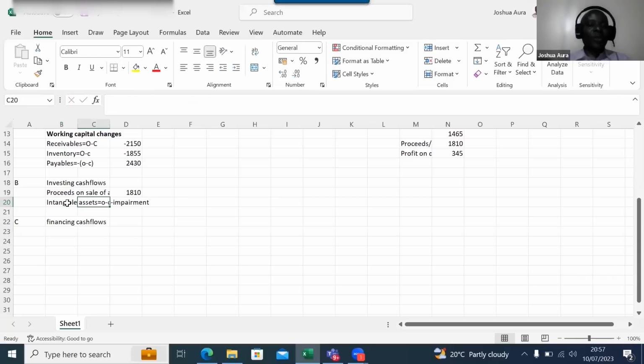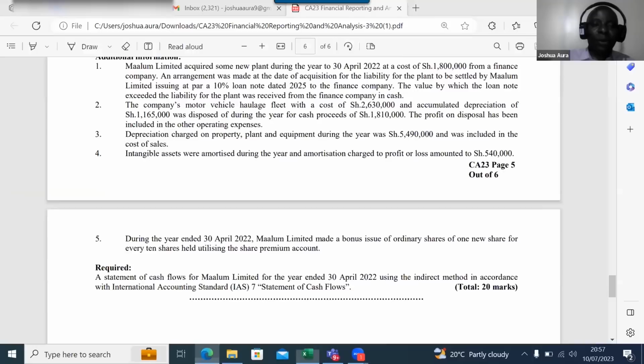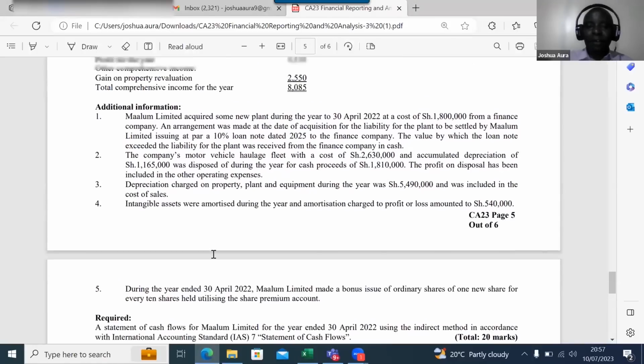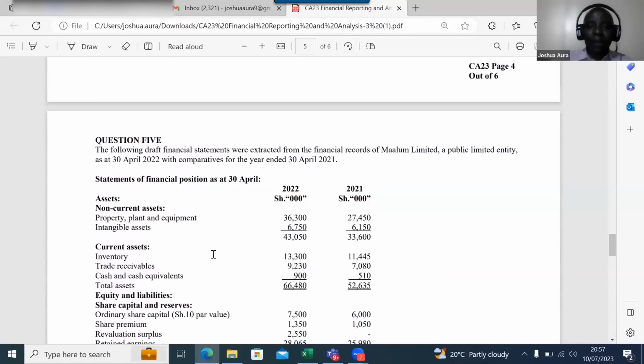All right. So in this case, ladies and gentlemen, when I come here, I'm able to see my opening for the intangible. What am I able to see here? My opening for the first year provided. My opening here for intangible is 6150. So I have 6750 minus the impairment of 540. That's what you book in, the impairment of 540.